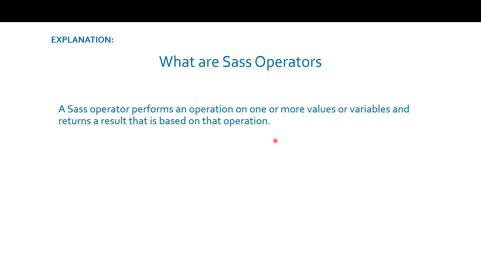So what are Sass operators? Basically, Sass operators perform an operation on one or more variables and then return a result that is based on that operation. It takes one or more values or variables, performs operations on them, and then returns a value that is based off of that particular operation. It's the normal operator operation that we saw when we talked about JavaScript operators and all the rest. So it's the same thing.